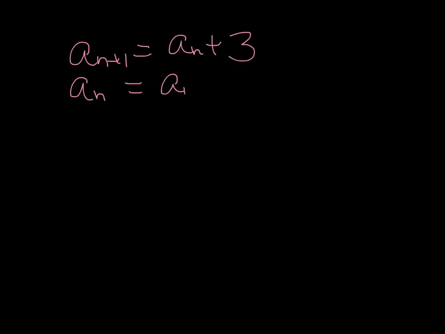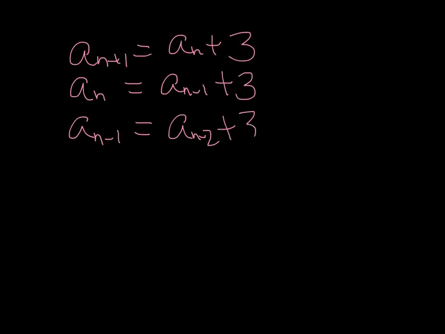One thing to note is that so far, we've been writing things like an plus 1 equals an plus 3. But note that this is the exact same formula as writing an equals an minus 1 plus 3, and same as an minus 1 equals an minus 2 plus 3. Because the only thing these recursive formulas tell us is that we're going to add 3 to a previous term to get to the next term.